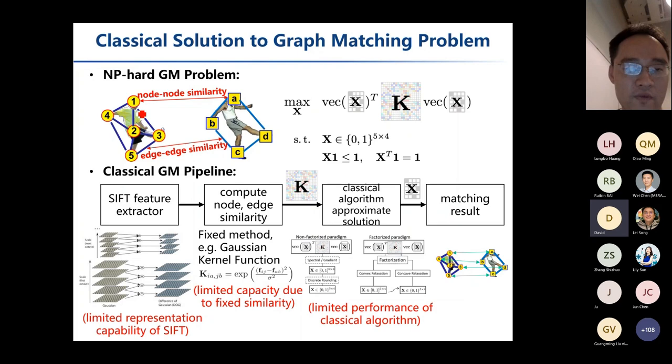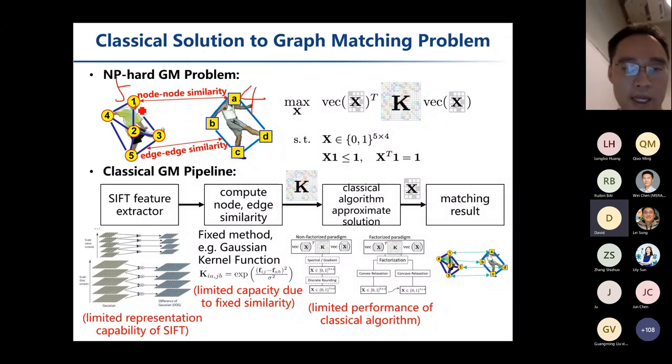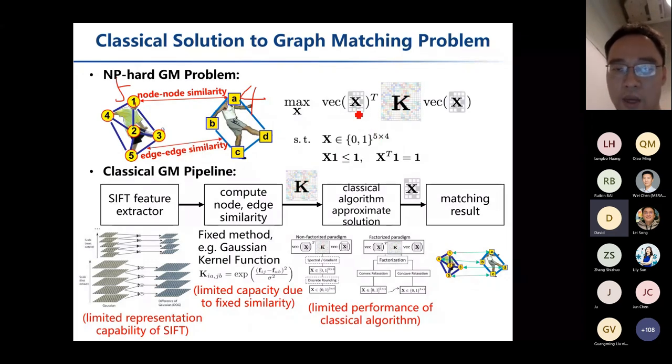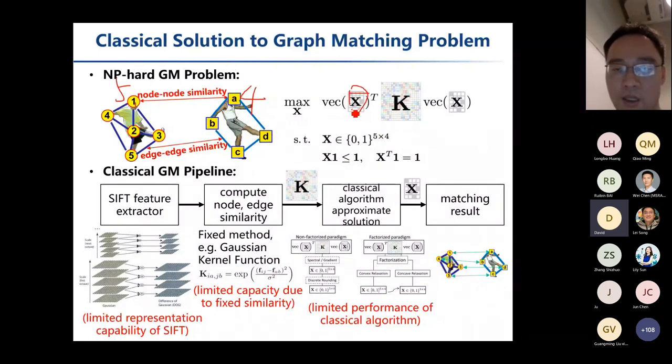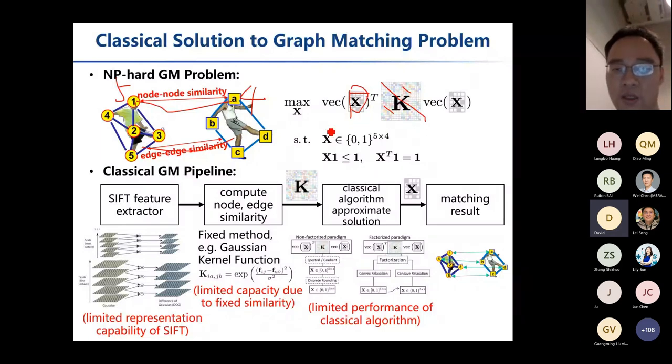So given two graphs, here we have five nodes, here four nodes. We try to establish their node correspondence, from node one to node A, and node five to node C. So basically, we can use the X matrix, a permutation matrix, to denote the solution, the output. This is a binary matrix with constraints on its rows and its columns. We have the matching constraint. And we can also prepare an affinity matrix K, where the diagonal holds node affinities and the off-diagonal holds edge affinities. So assuming this affinity information is given, we try to solve this quadratic assignment problem, which is NP-hard in general.